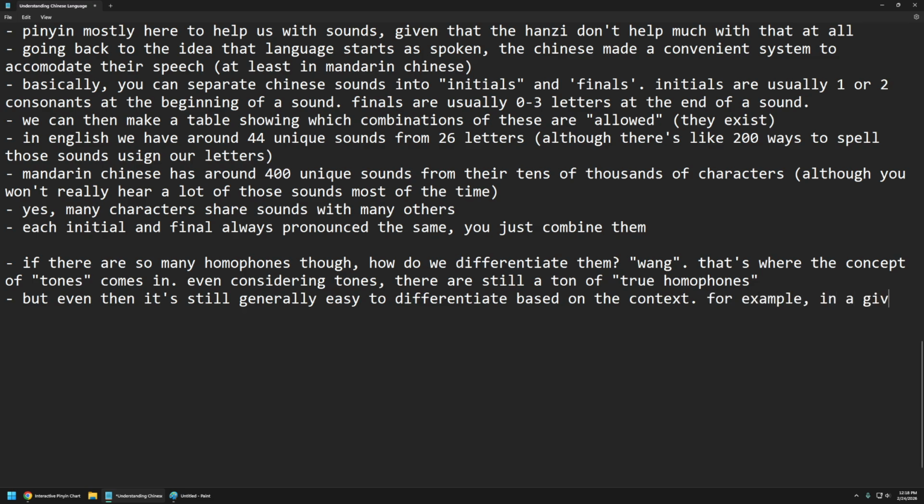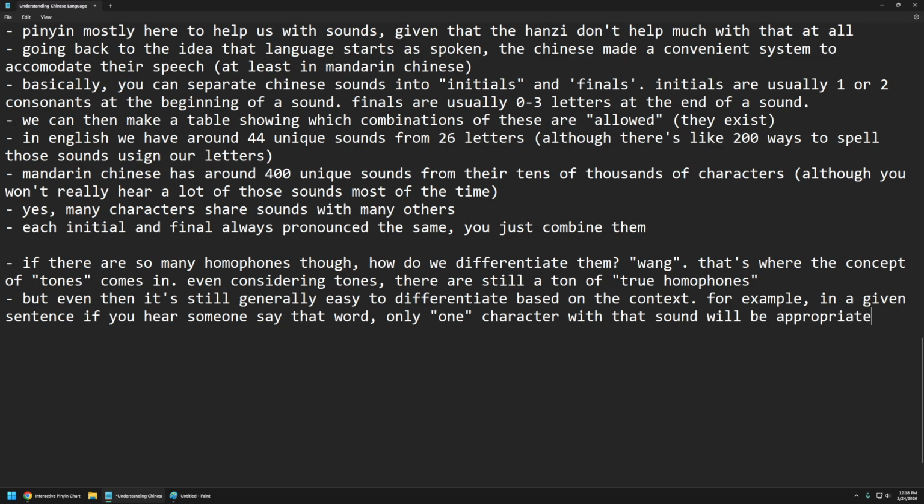For example, in a given sentence, if you hear someone say that word, only one character with that sound will be appropriate in that place. So this is generally true. Of course, every now and then you'd come across an ambiguous statement, but the same is true of English or any language.